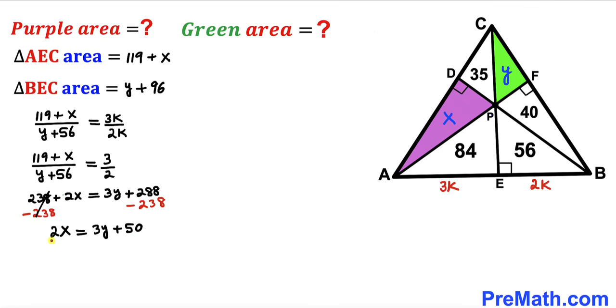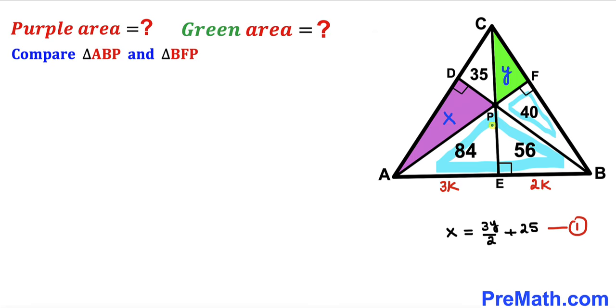And now I'm going to divide both sides by 2 across the board. And we can see on the left hand side, x is going to be equal to 3y divided by 2 plus 25. And I'm going to label this our equation number 1.